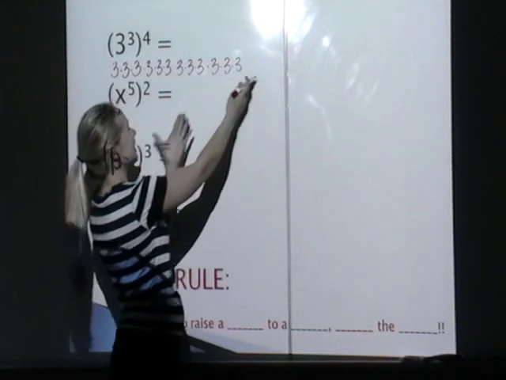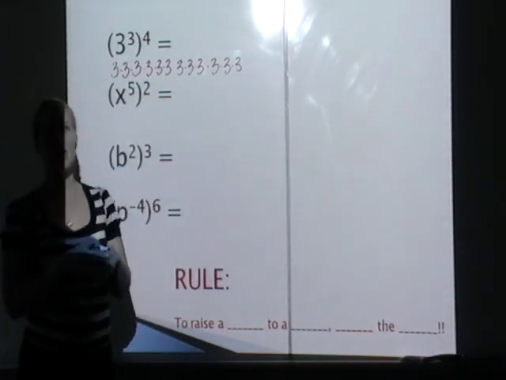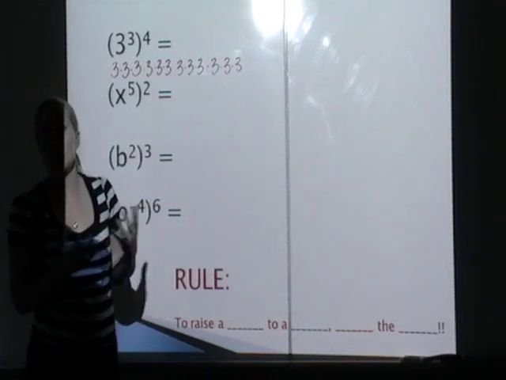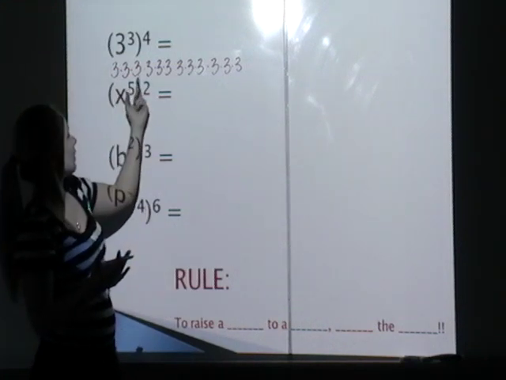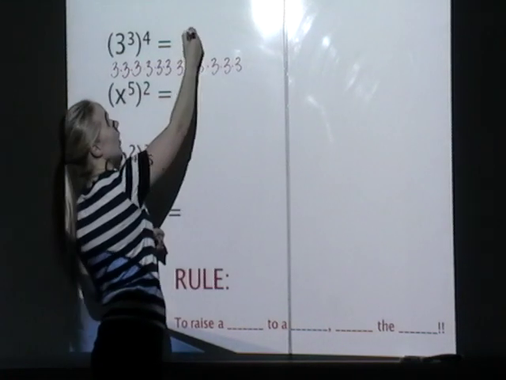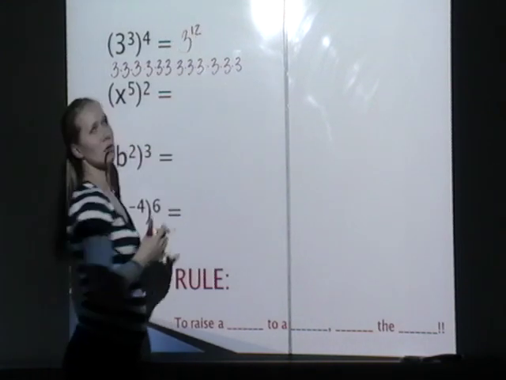And if I look at this, I can ask, how can I write that using an exponent, or using a power? 3 times 3 times 3 and so on would be 3 to the 12th power.